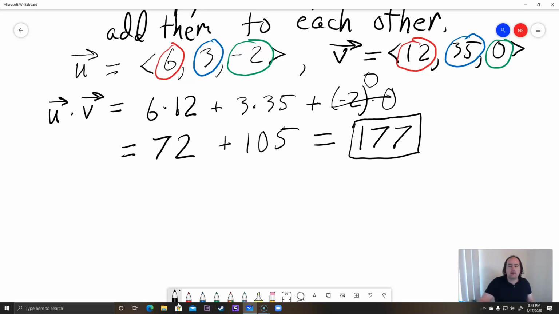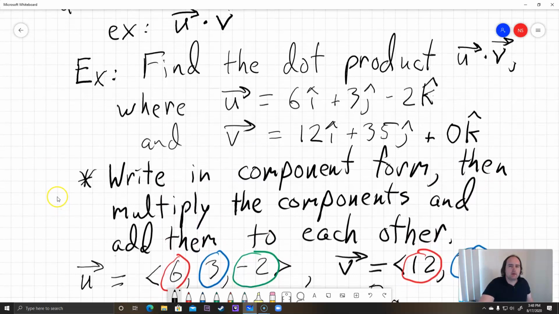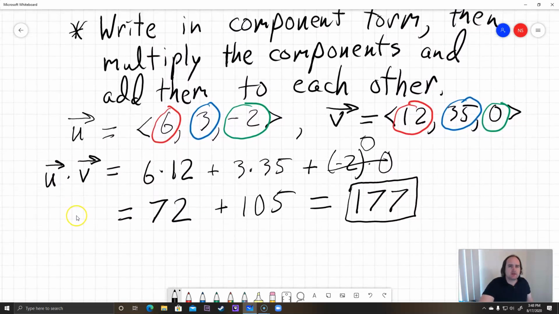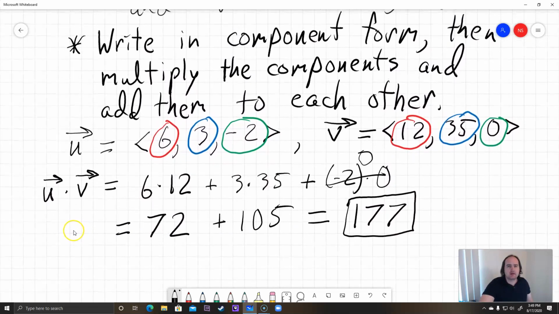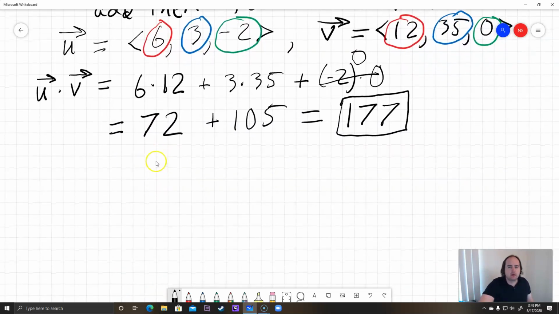Okay, so that is the idea with finding a dot product. And you can also do these for two-dimensional vectors. It's just with a two-dimensional vector, you only have 2 components, but you still multiply the first components and add them to the product of the second components. But it's the same idea.